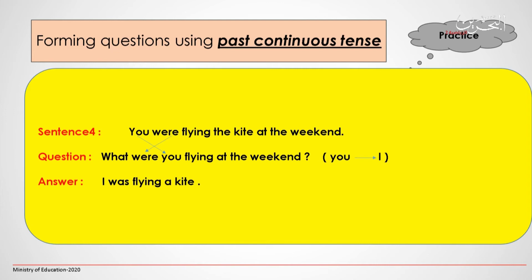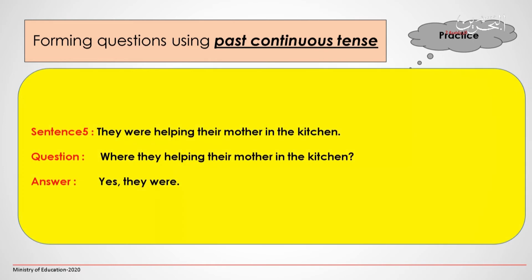Sentence 4. You were flying the kite at the weekend. And the question, what were you flying at the weekend? The answer, I was flying a kite. Sentence 5. They were helping their mother in the kitchen. Now in the question, were they helping their mother in the kitchen? The answer, yes, they were.